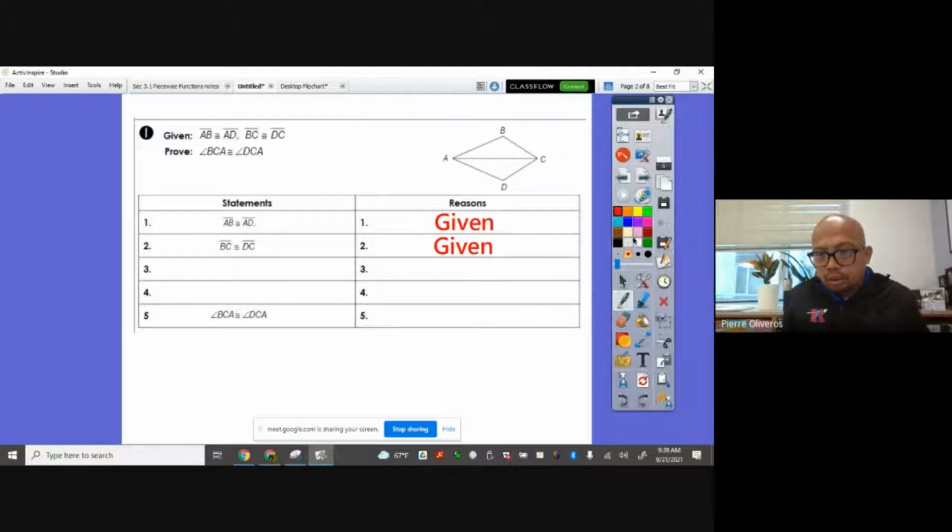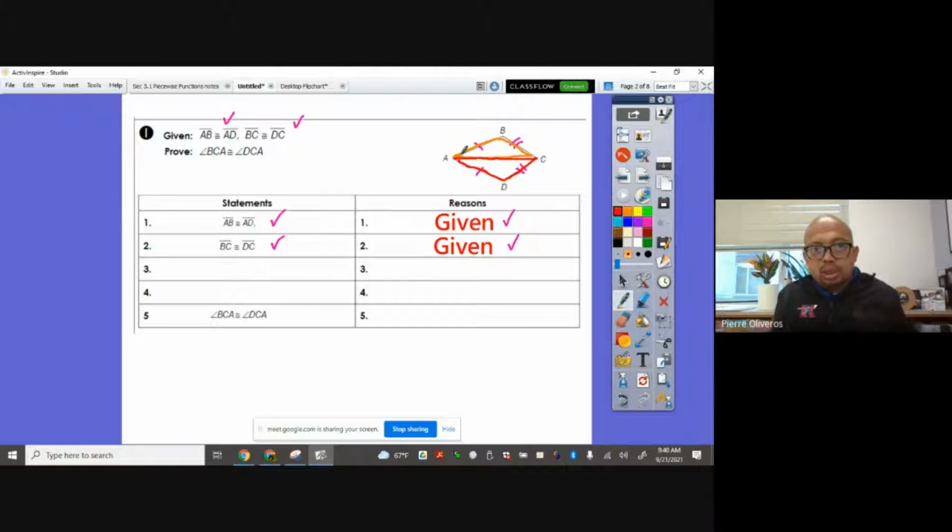So let's go with the first example here. Given that AB is congruent to AD, that's part of the given. And I see BC is congruent to DC. That's part of the given. There you go. I have two triangles here, the orange triangle and the red triangle here.